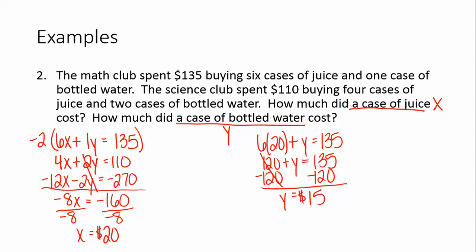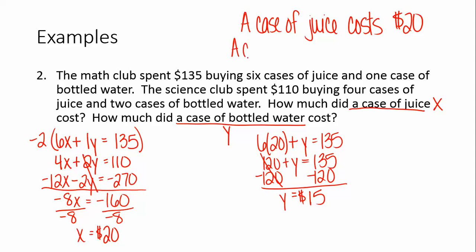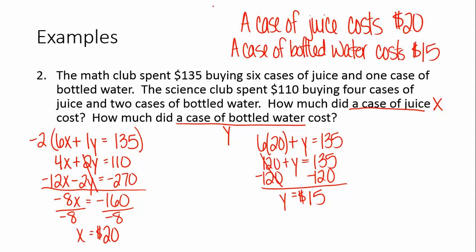Okay, but we still need to make sure we answer the question. So a case of juice costs, that was our X, $20. Case of bottled water costs $15. And now we're sure that we've answered the question. We have our variables matching up correctly. And again, that's what I'm checking for, is what's in the box.